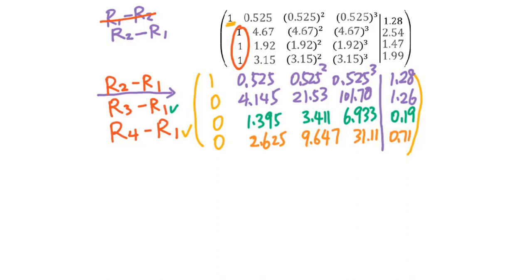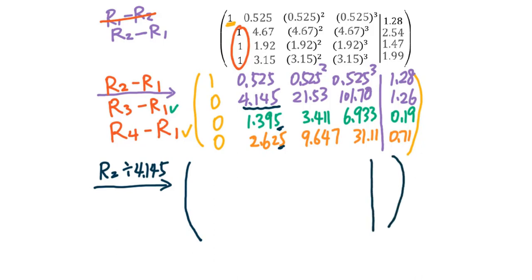We need to make this 2 equal to 0. Before I do that, let's make this equal to 1, because if I make this equal to 1, it's easier for me to make this 2 equal to 0. Therefore, I will make row 2 divided by 4.145. Then we will get this matrix. Row 1, row 3, row 4 stay the same, so I can write it down like this.